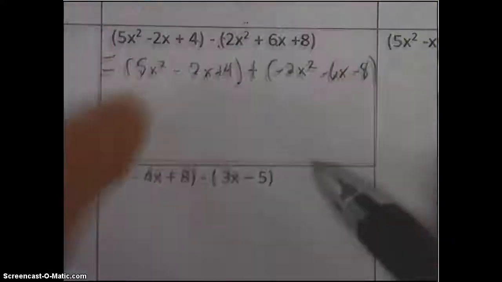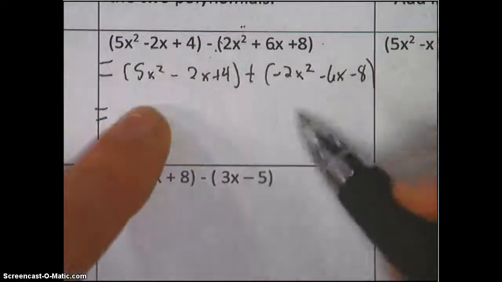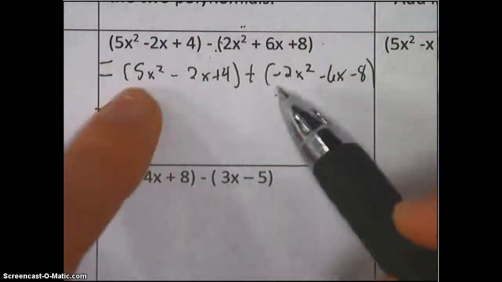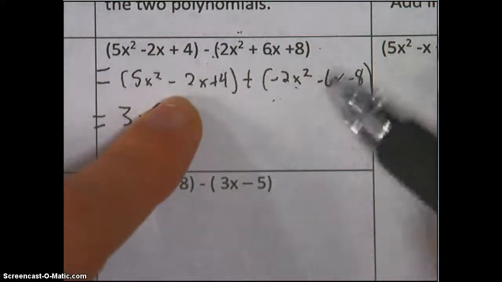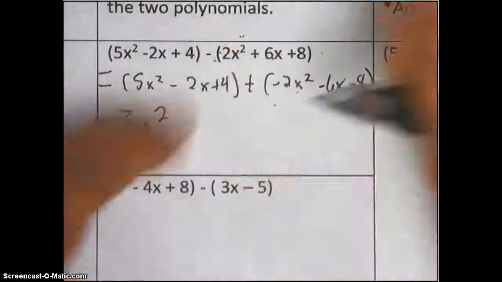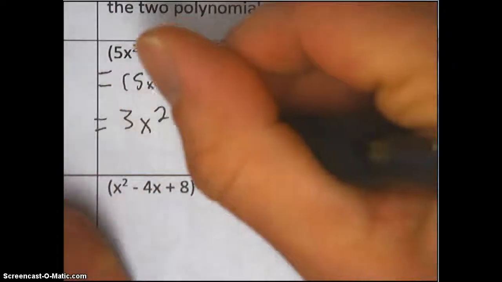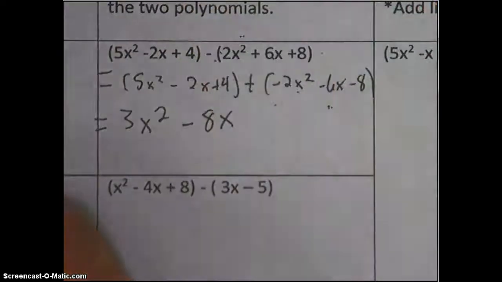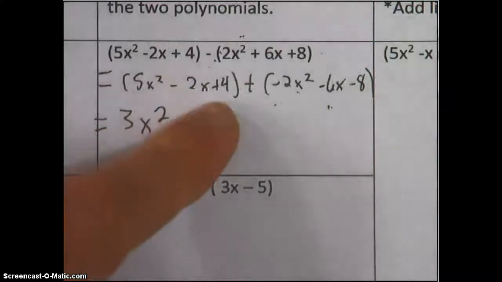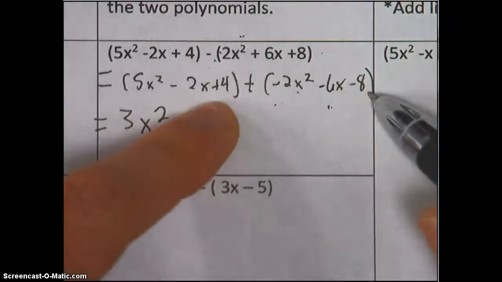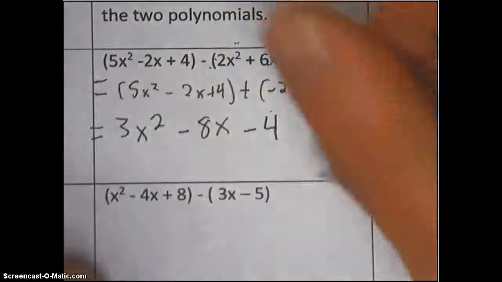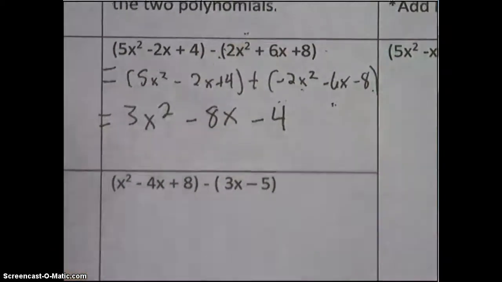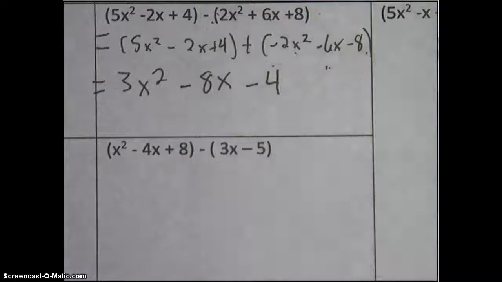So ask yourself the question, how many x squareds do you have? You have 5 here, and you've got negative 2 here. 5 plus a negative 2, that's 3x squared. How many x's do you have? You've got negative 2 here, and negative 6 here. So negative 2 plus negative 6 is negative 8x. You've got 4 constants here, and negative 8 constants here. 4 minus 8 is minus 4. That's the answer. So let's do another one just like that.